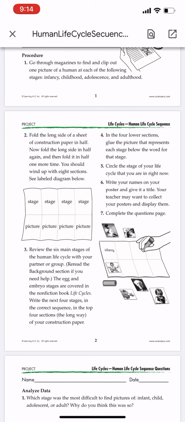Your teacher may want to collect your posters and display them. In order for me to see your collection of pictures, I'm going to need you to take a picture of it and send it to me.